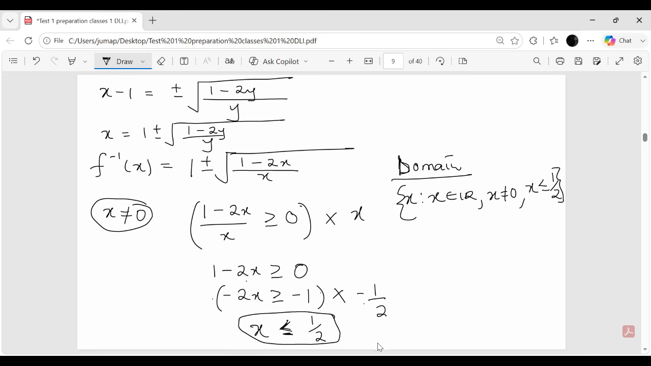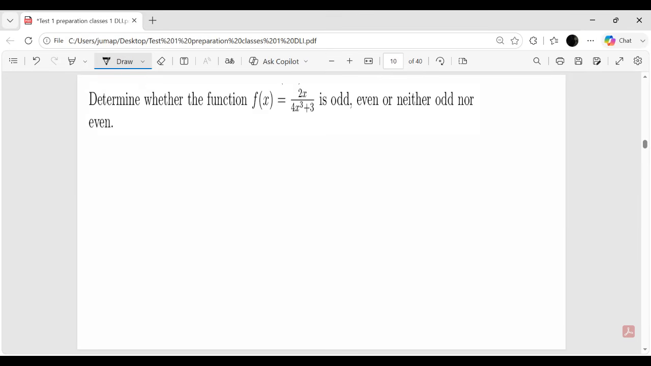Are we together? Yes, sir. Okay, all right. So now let us go to another question. The question says: determine whether the function f of x is equal to 2x over 4x to the power 3 plus 3 is odd, even, or neither odd nor even.